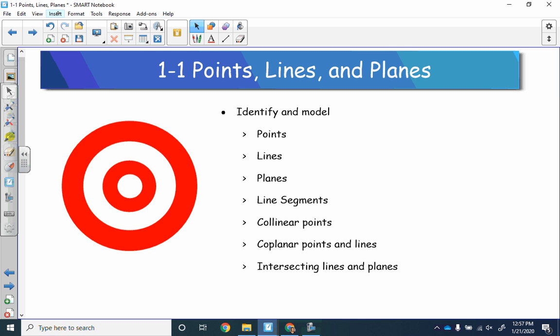As you can see in this video, we are going to be taking a look at points, lines, and planes in the world of geometry, and talking about how we identify them and also how we model them. By modeling, I mean how we draw them out, how we write them, and so on. There are also some other terms we're going to be looking at here: coplanar points, collinear points, and also what happens when lines and planes do intersect. So let's go ahead and get started.